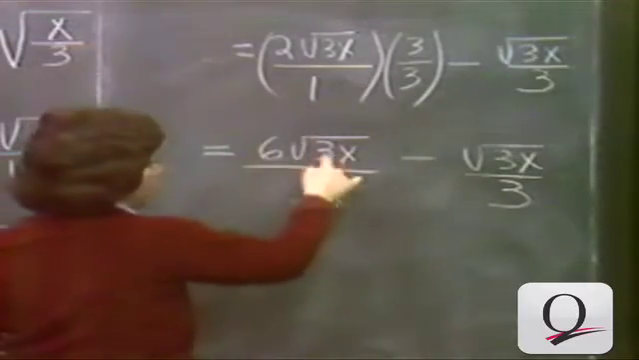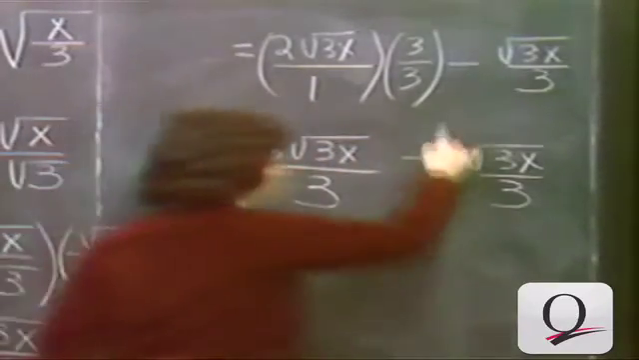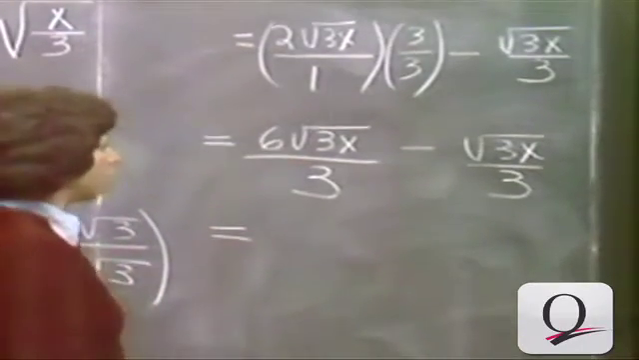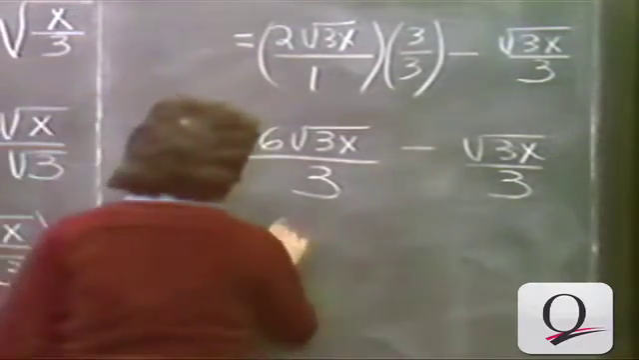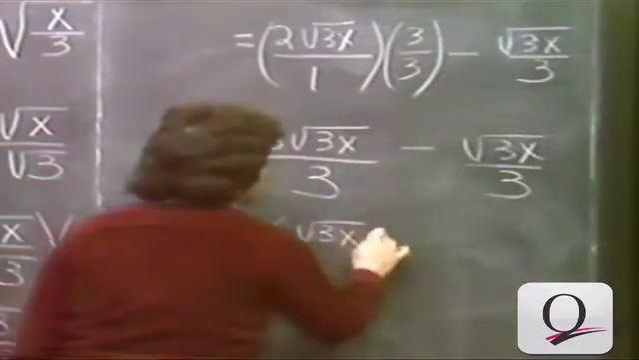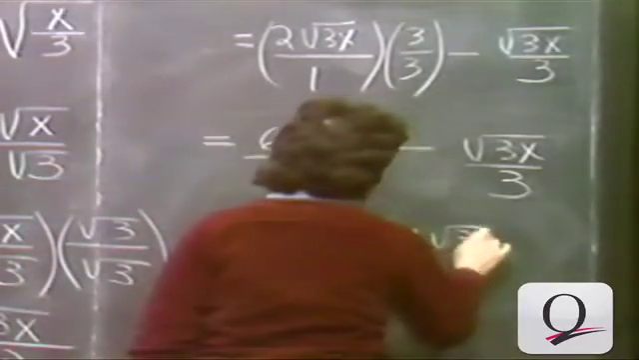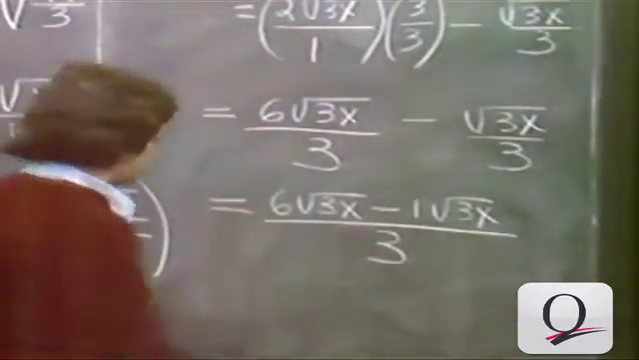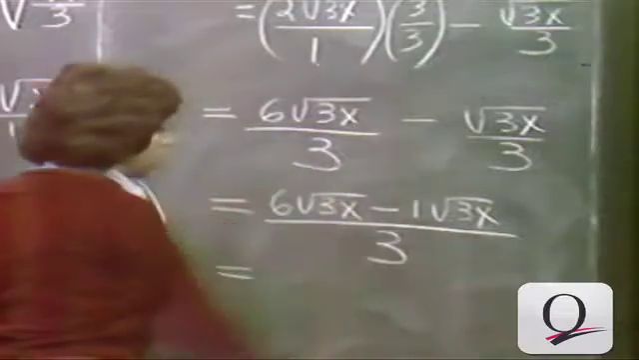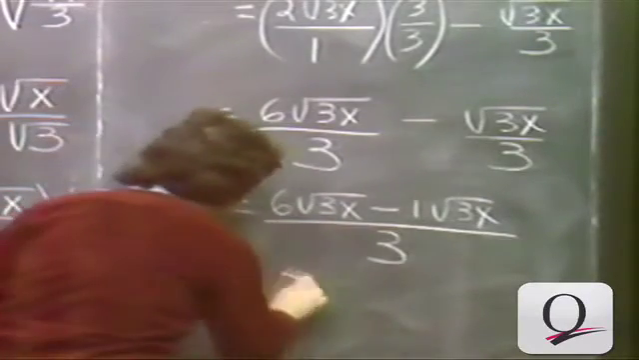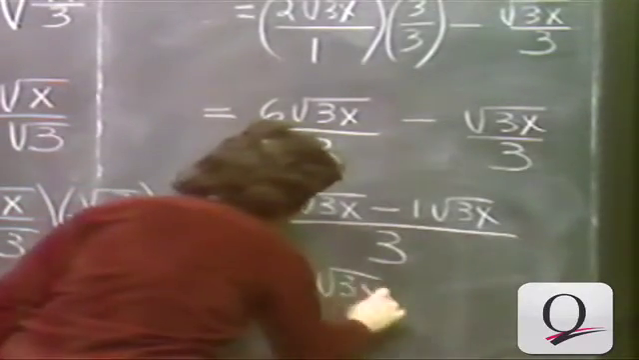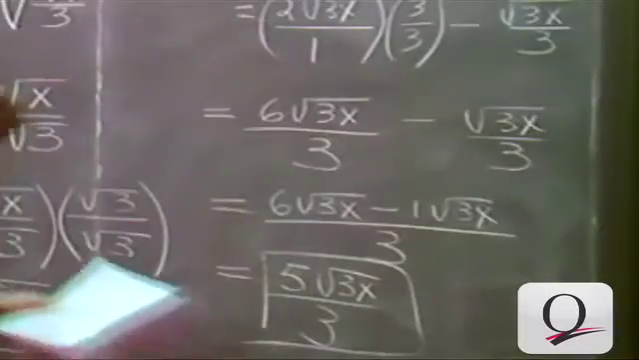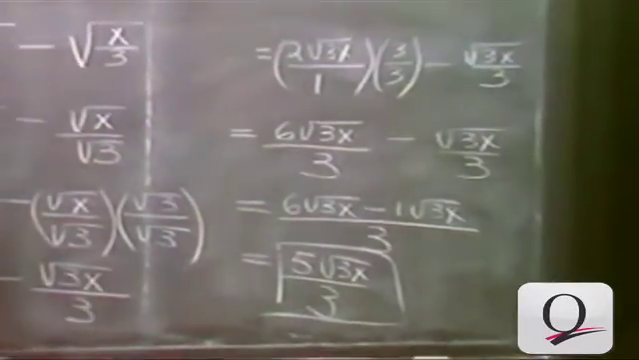So we have 6 the square root of 3x over 3 minus 1 the square root of 3x over 3. They have the same denominators. We combine the numerators. Okay, we're going to get 6 the square root of 3x minus 1 the square root of 3x all over 3. Once they have the same denominators, you just combine numerators. 6 the square root of 3x minus 1 the square root of 3x gives you 5 the square root of 3x, and this is all over 3. And that is the answer to the problem, and this is the end of the tape.